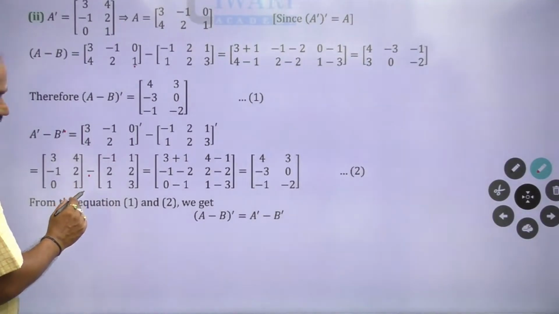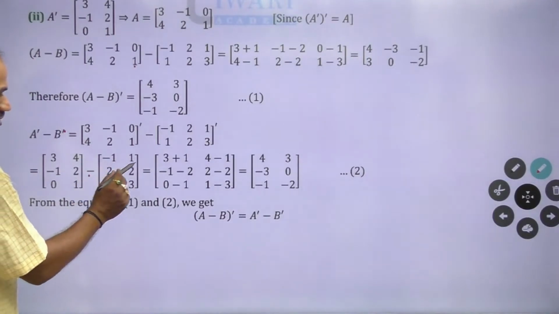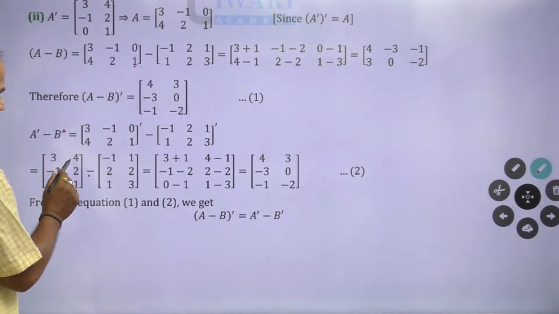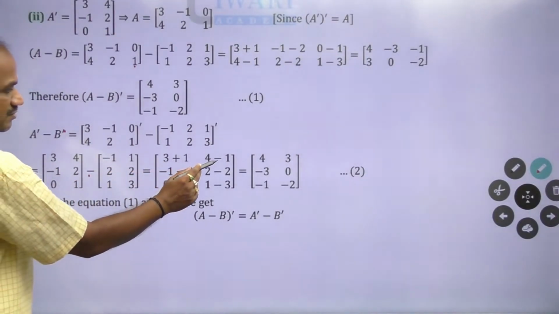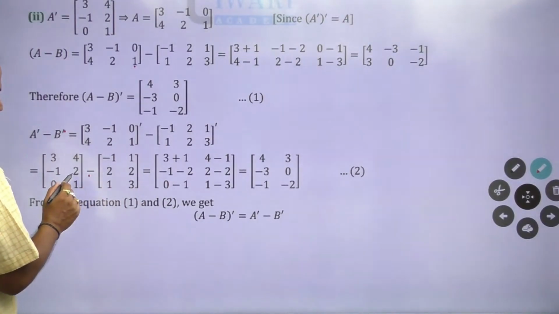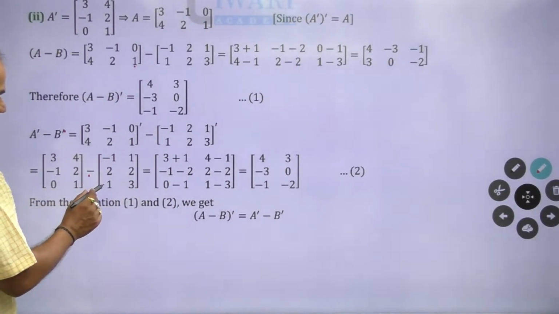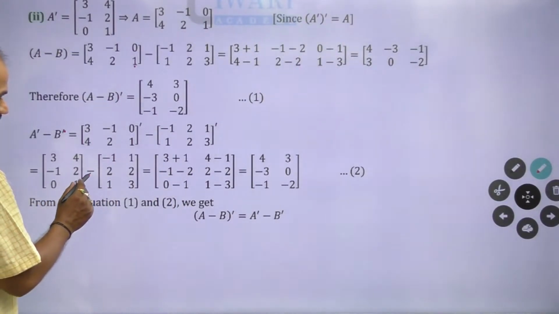Subtraction of corresponding elements. See here, 3 minus minus, plus 1. Next one, 4, here minus 1. Next in this element, here minus 1 minus 2. Next in this element, 2 minus 2. Next, in this element, 0 minus 1. In this element, 1 minus 3.